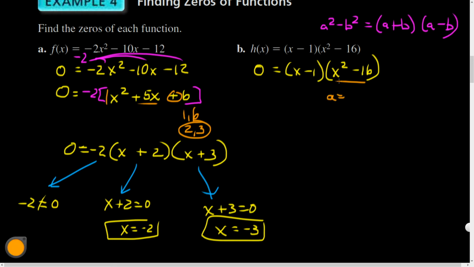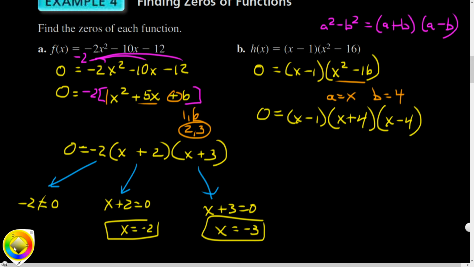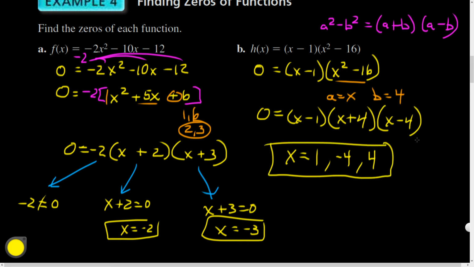So a would equal x because x squared is x, and b would have been 4 because 4 squared is 16. And so now I'm going to have an x minus 1 still hanging out from right there. And then this a plus b, a minus b, so I'll have an x plus 4, x minus 4, still equal to 0. And now, actually, let's avoid the full zero product property. I think I can just write x equals, the opposite of that is 1, the opposite of that is negative 4, and the opposite of that is positive 4. And so this, wait a minute, has 3 zeros. That means it has 3 x-intercepts.